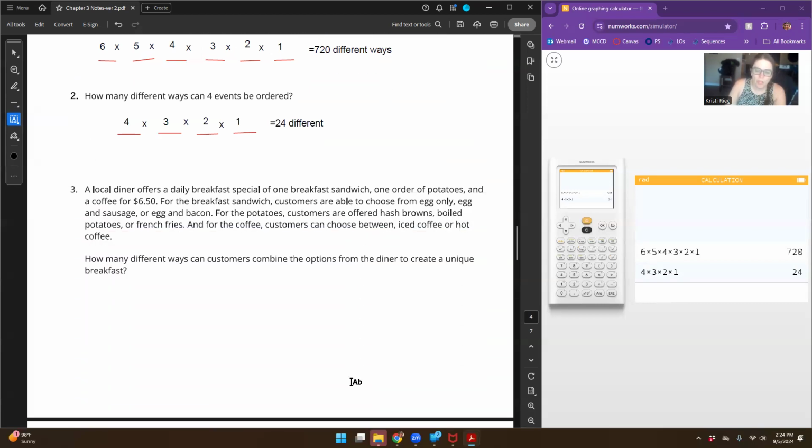This next one is a little trickier because we have multiple things happening. It says a local diner offers a daily breakfast special with 1 breakfast sandwich, 1 order of potatoes, and a coffee, and then it gives you the amount of money. Okay, so I'm going to just start. This looks like we need to write something down. So we have our first choice. So we're going to do choice 1.